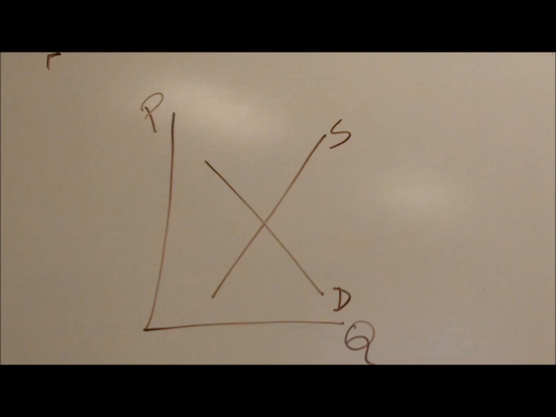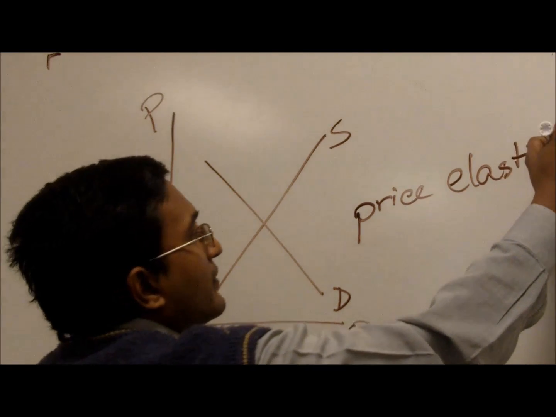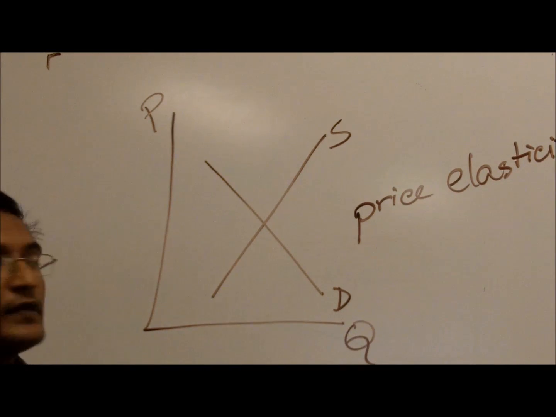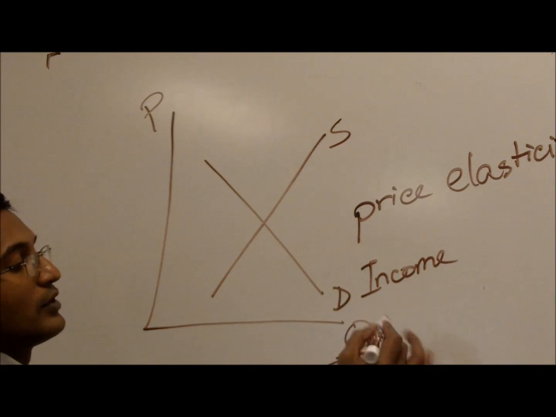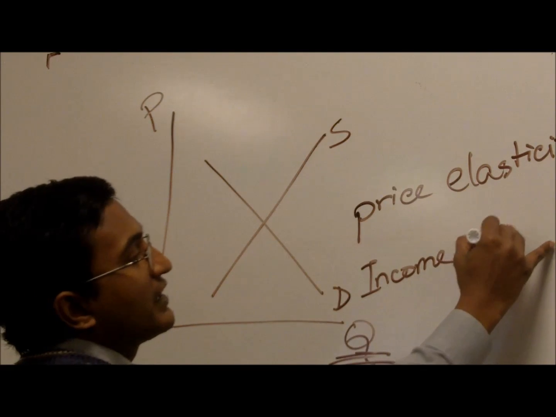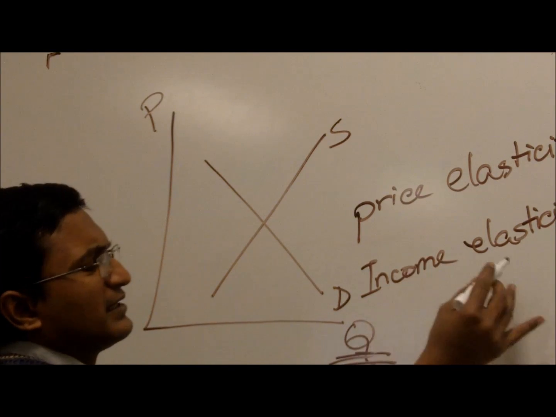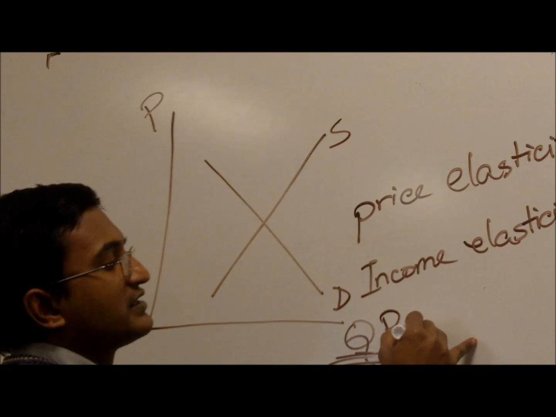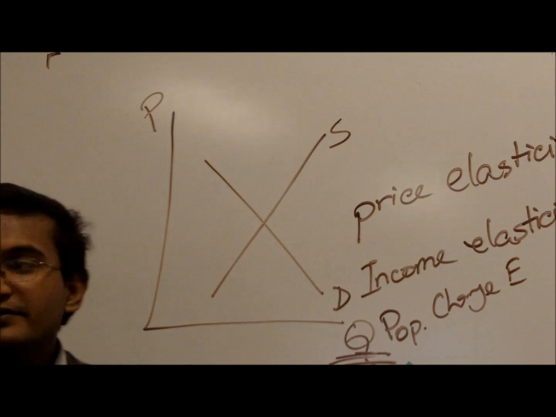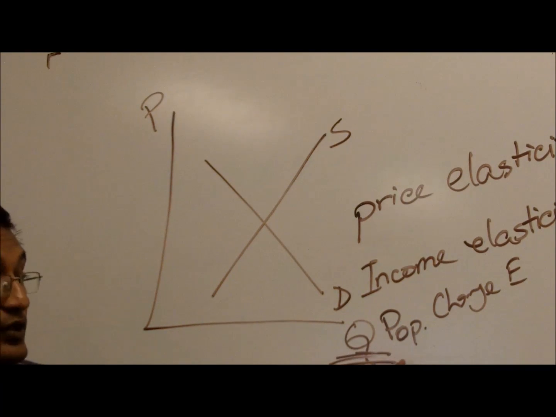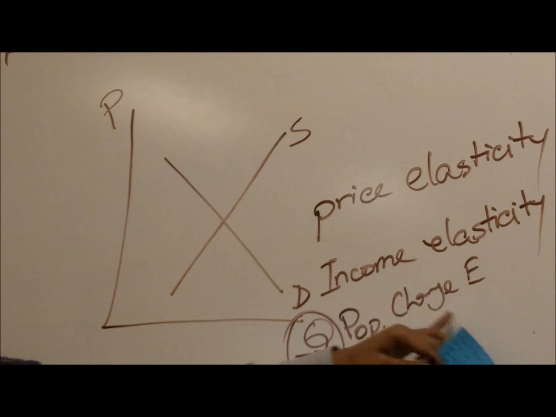First we call it the price elasticity, but elasticity can be anything which affects the quantity demanded of any commodity. So income elasticity, you can have population change elasticity, which was in the question. So any factor which is affecting this quantity demanded can be put in the elasticity.